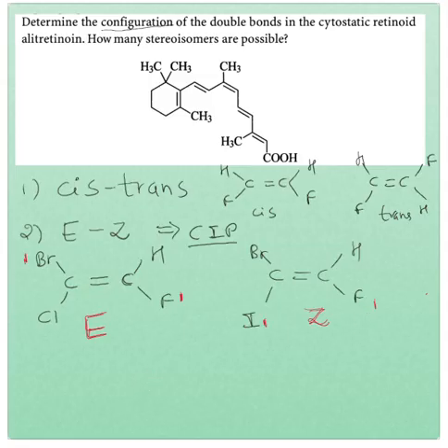Now that you know the rules, we can start giving configuration for double bonds. Now let's start from this double bond. The carbon is attached to CH2 and CH3, but this in turn is attached to a carbon, so this side of the double bond gets the higher priority.